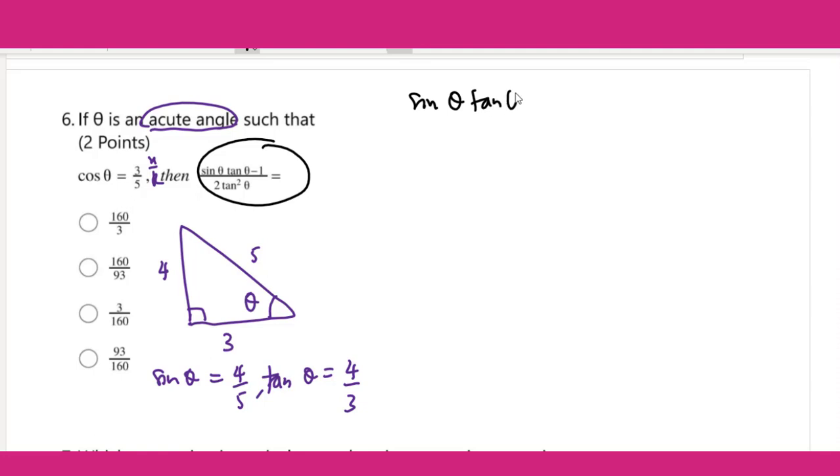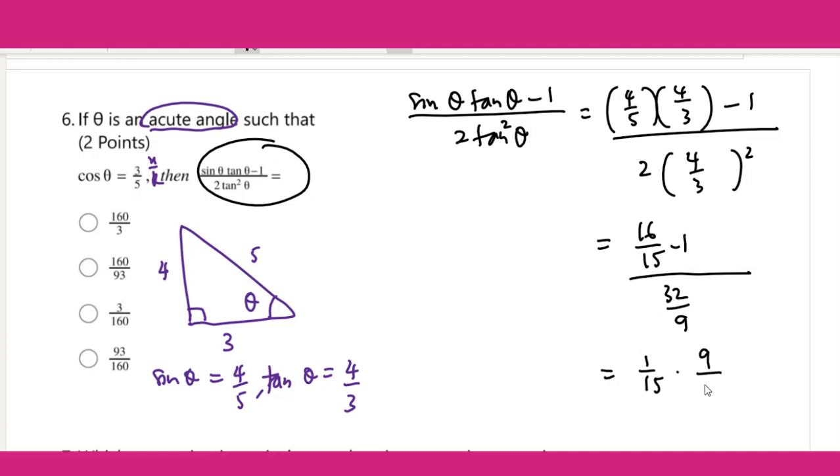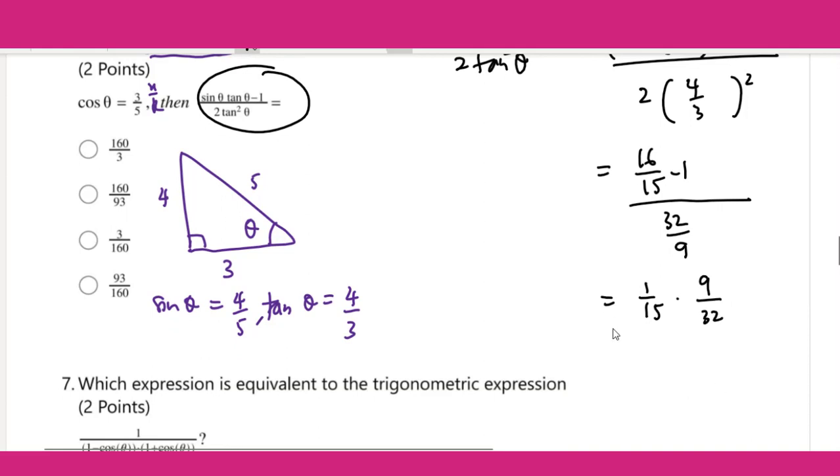Sine theta tangent theta minus 1 over 2 tangent theta squared is equal to sine theta, which is 4 over 5, times tangent theta, which is 4 over 3, minus 1 over 2 times tangent theta, 4 over 3, squared. That gives 16 over 15 minus 1 over 2 times 16 over 9, which is 32 over 9. Okay, simplify. This one is 1 over 15 times 9 over 32. You can use a calculator and the answer is 3 over 160.